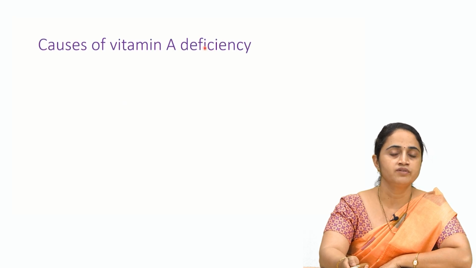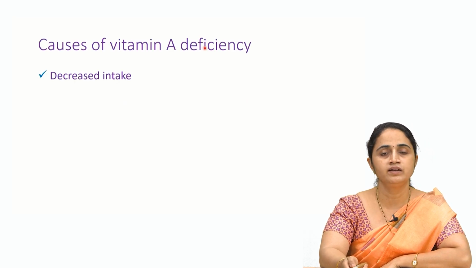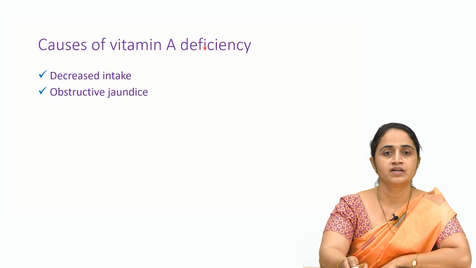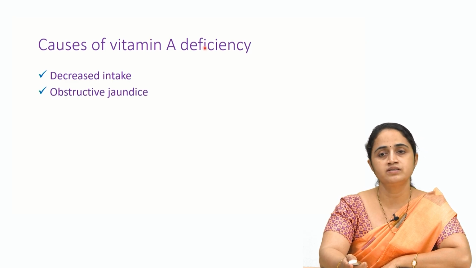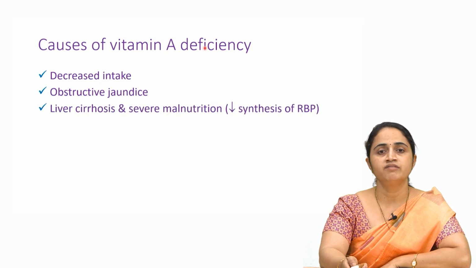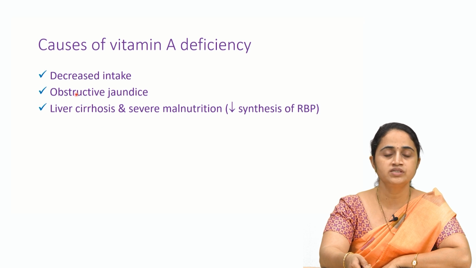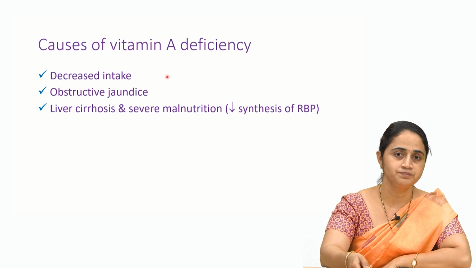The causes for vitamin A deficiency are mainly decreased intake and obstructive jaundice, which affects the absorption. Then there will be liver cirrhosis and severe malnutrition. Why liver cirrhosis? Liver is the major organ which stores vitamin A, and liver produces the proteins which help in the transport of vitamin A. So, any damage to the liver will affect vitamin A metabolism.